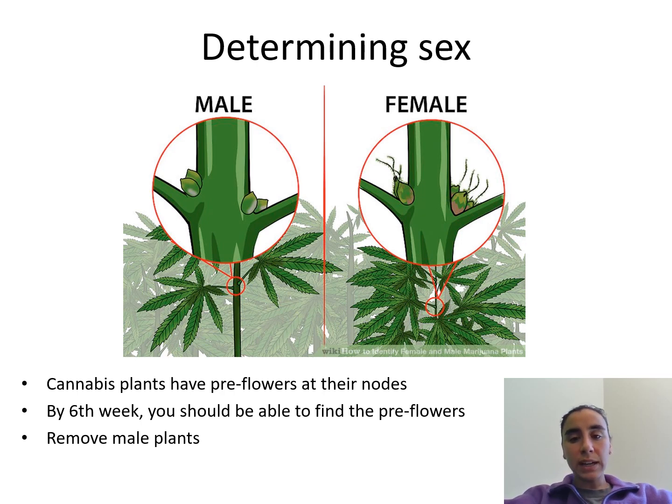And then on the right-hand side, we have the female flower, and you can see it'll have this kind of bulb, and then it'll have this pistil that's starting to come out, which will be characteristic in the full flowers as well. By the 6th week or so, you should be able to start seeing these pre-flowers, and that can help determine which sex of the plant. And so one is able to remove the male plants, thus removing the pollen.